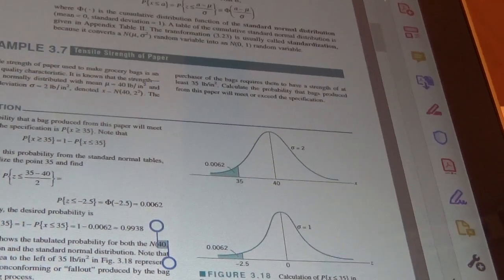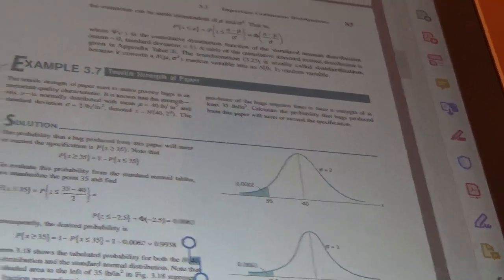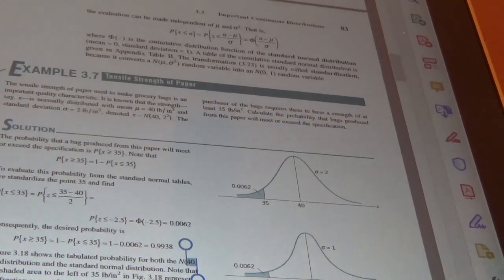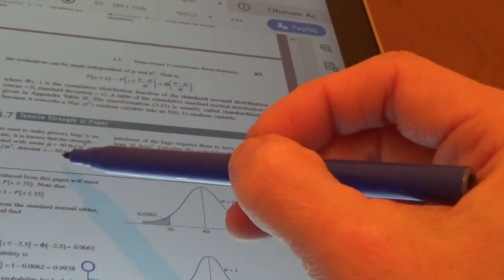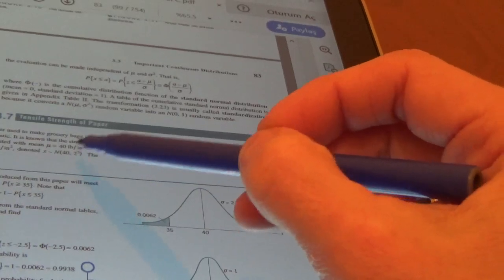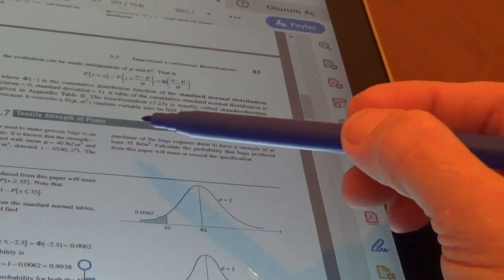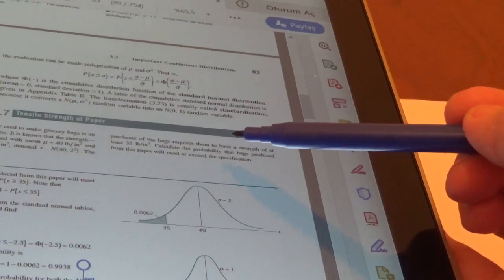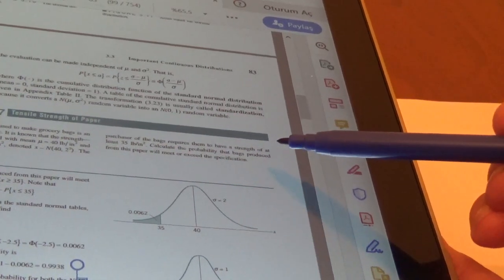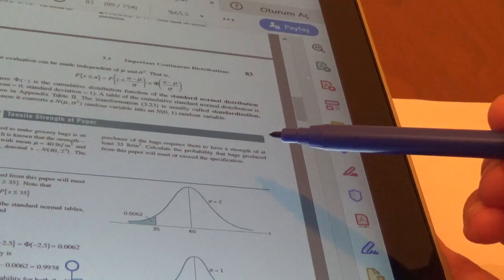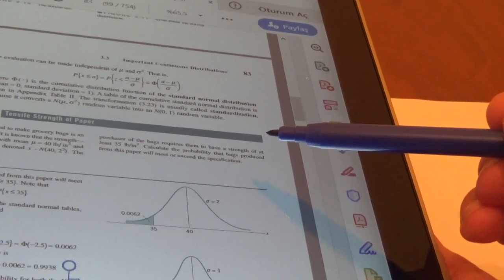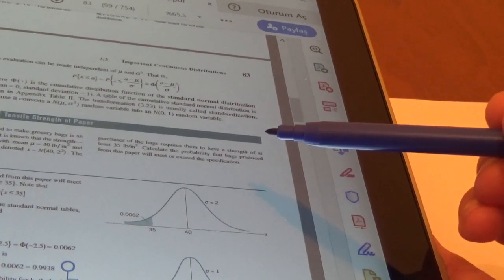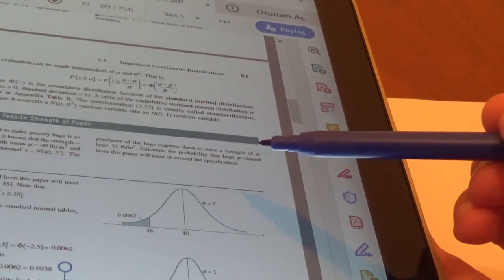Denoted X ~ N(mu, sigma squared), the symbol is shown with N in parentheses: the average, comma, variance. So the purchaser of the bags requires them to have a strength of at least 35 pounds per inch square. Calculate the probability that bags produced from the paper will meet or exceed the specifications.